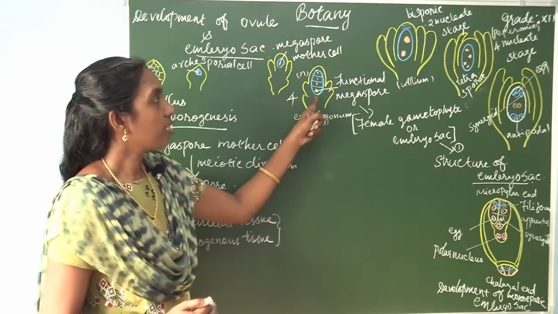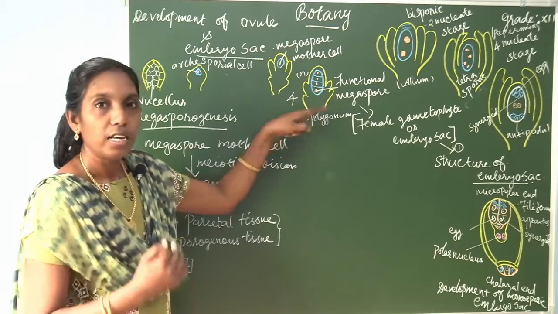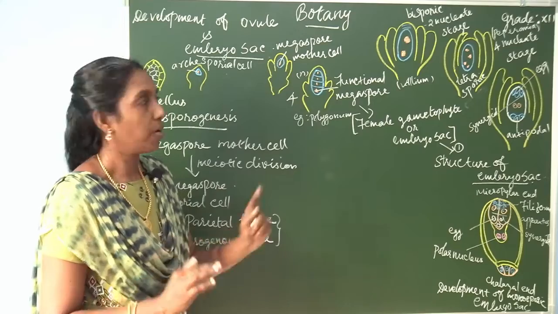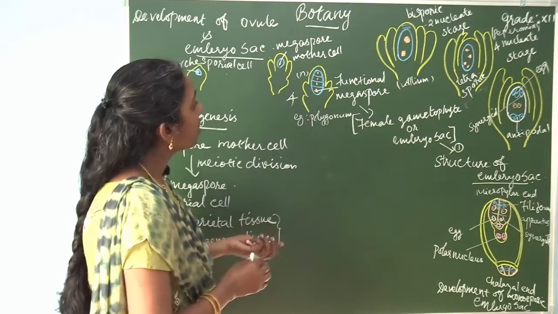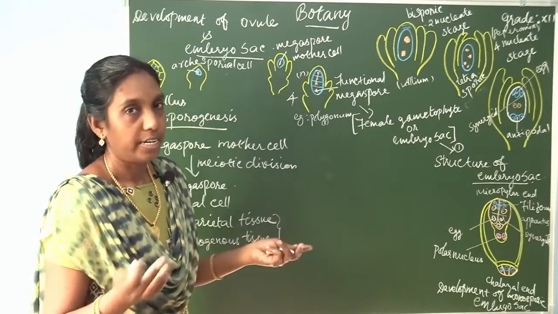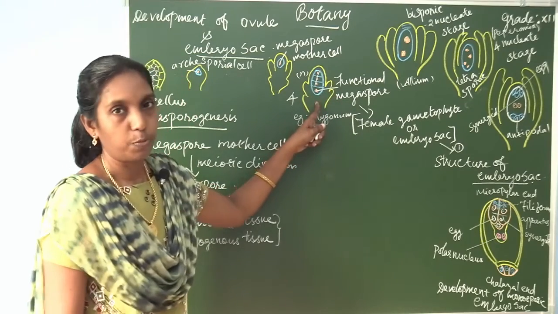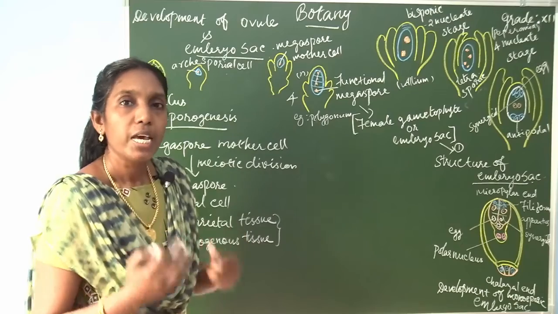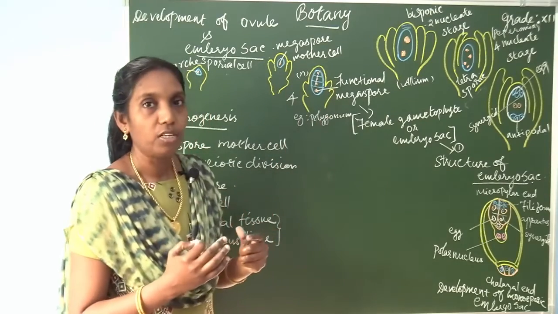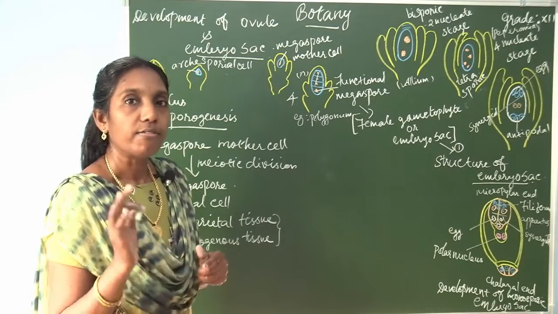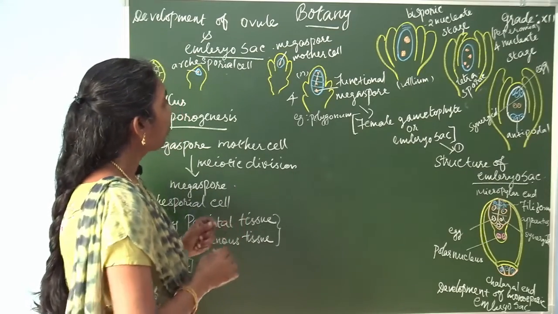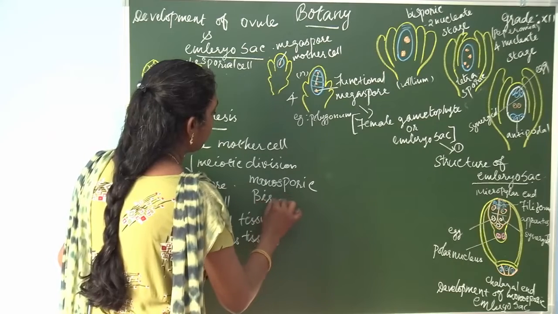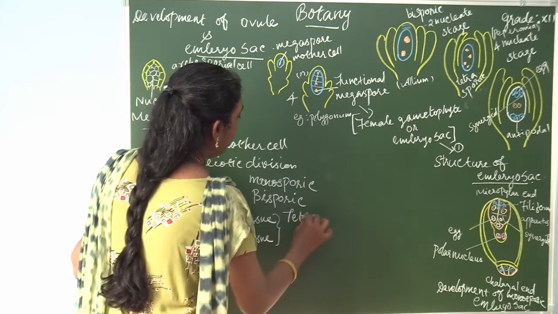In this ovule, this is the micropylar end and this is the chalazal end. Out of these four, the megaspore at the chalazal end is the functional megaspore. The remaining nuclei degenerate. So from the megaspore mother cell, the functional megaspore is formed. Based on the number of megaspores involved in the development of the embryo sac, there are three different types: monosporic, bisporic and tetrasporic.